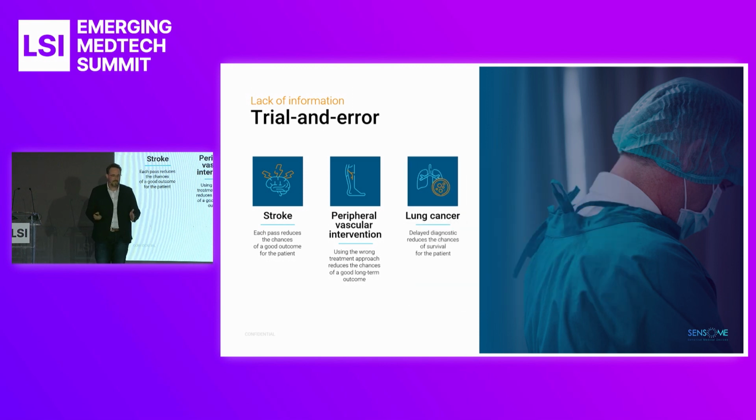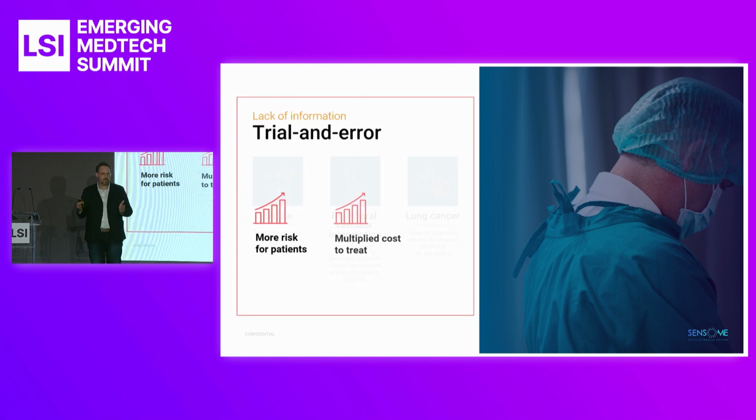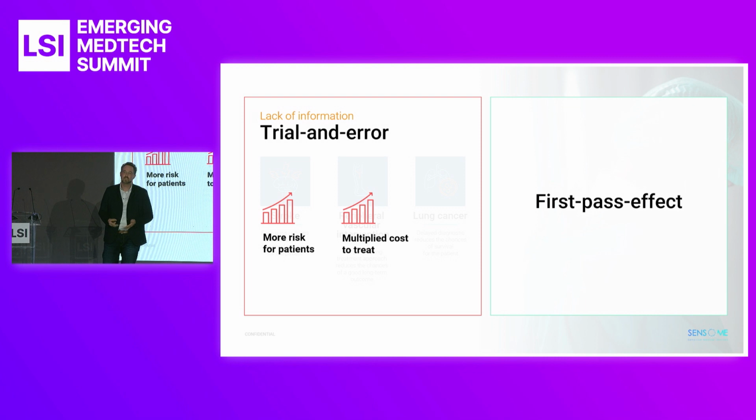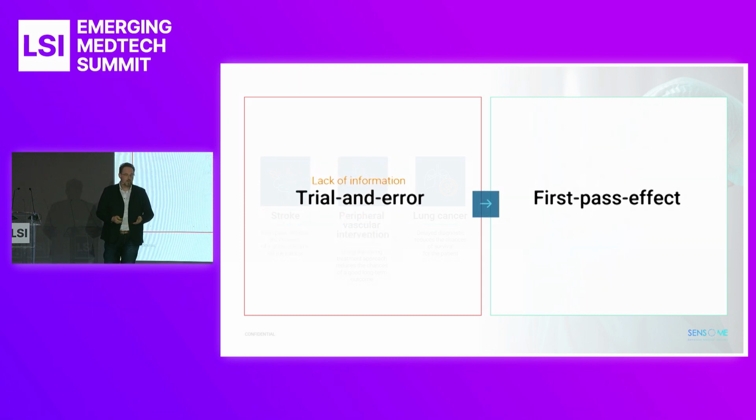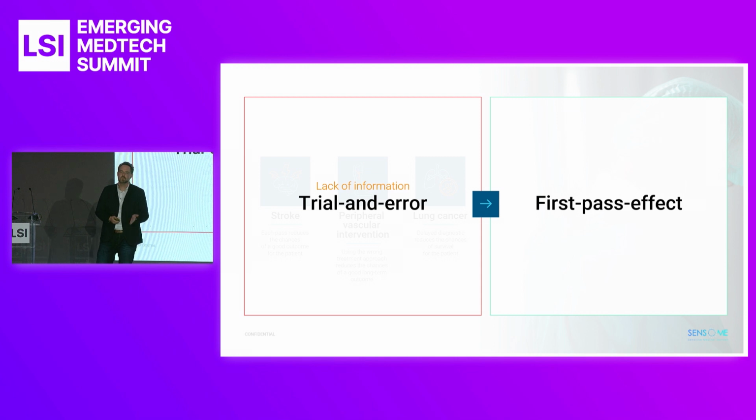So what we clearly see here is we need to go away from this trial and error approach that increases risk and costs and trying to reach first pass success. So managing to get what we want on the first pass to really rake in the benefits of minimally invasive surgery. So how do we get there? We need to overcome this lack of information.